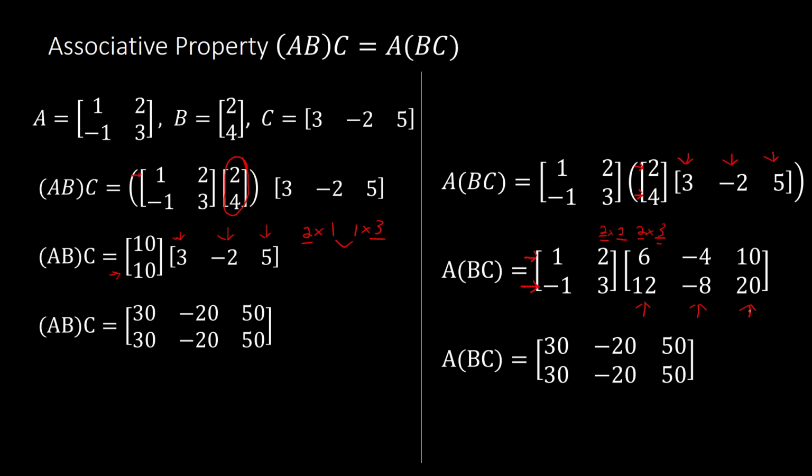And then repeat one last time with the third column. Third column times the second row. We have negative 1 times 10 plus 3 times 20. You add those together and you get 50. So long story short, this solution will be the same if I were to multiply a times b first or multiply b times c first.